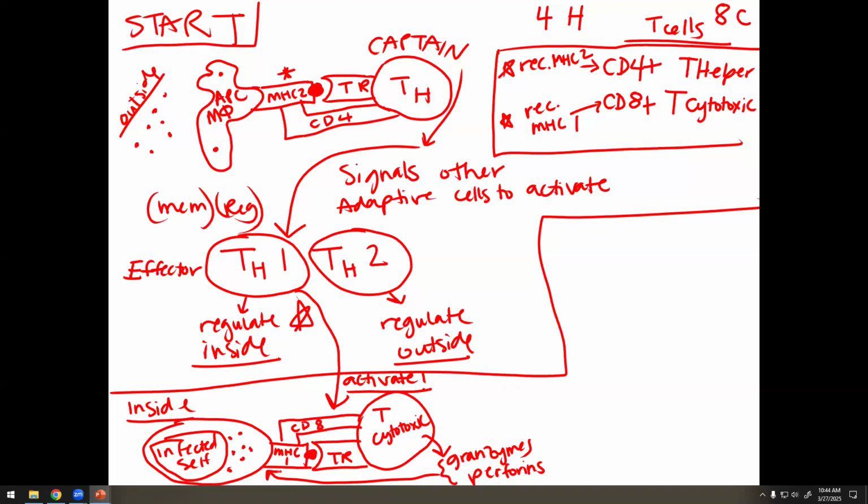And these cytotoxic T cells, once they've been activated by our T helper cells and the signals they're sending, once they've been activated once, they can go around and keep doing their jobs. But they have to have that initial go ahead from the captain. And now our cytotoxic T cells can literally just go around, have this interaction, and have the verification on their own now, and just release granzymes and perforins.